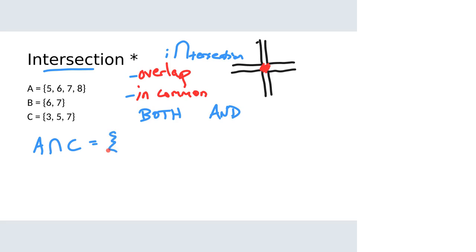So A intersect C here is, well, let's see. A is 5, 6, 7, 8. C is 3, 5, 7. What they have in common is the 5 and the 7. So A intersect C is the set 5, 7. Let me know if you have any questions on how we got that. The elements that are in both sets, the elements that are in A and in C are 5, 7. If you wrote it 7, 5, it's not wrong, but our general convention is going to be to go lowest to biggest. So we put 5, 7.